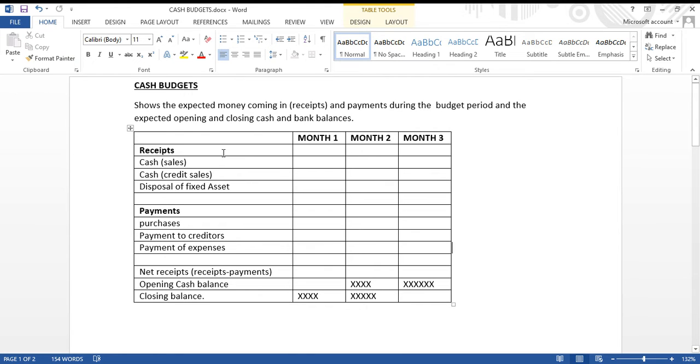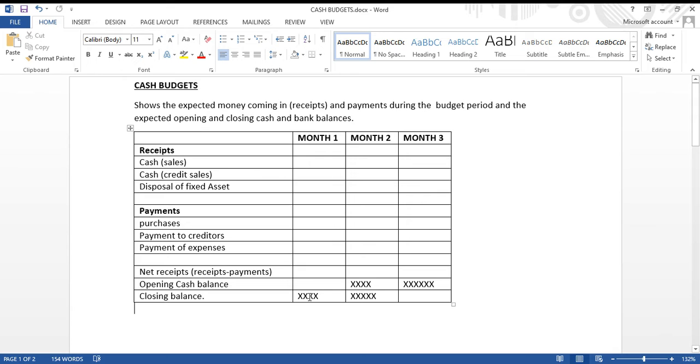of the cash budget. So you start with your receipts. This is the money you are getting in, the money coming in. Then you also tabulate your payments. After that, you subtract the total of your payments from your total of your receipts to get your net receipts. Then you'll be given an opening cash balance. You have to add this together, the net receipts and the opening cash balance, to get your closing balance.